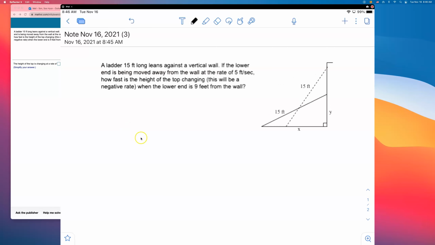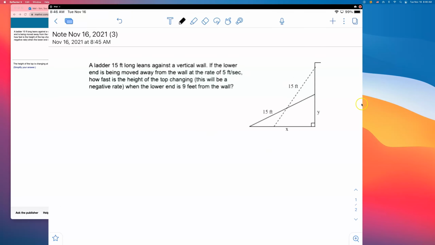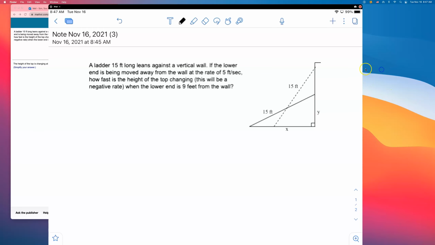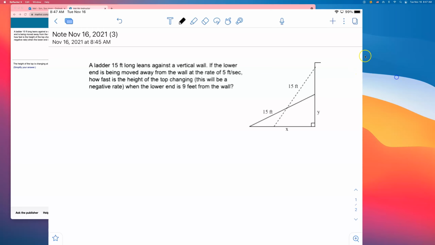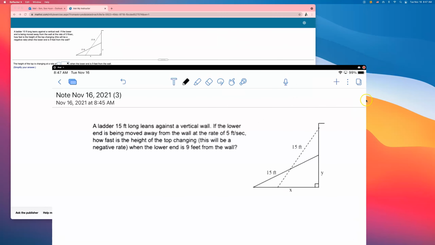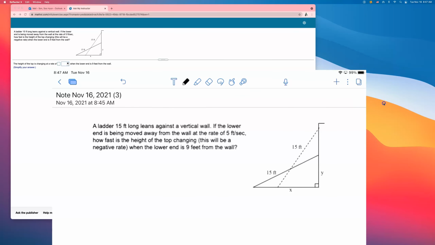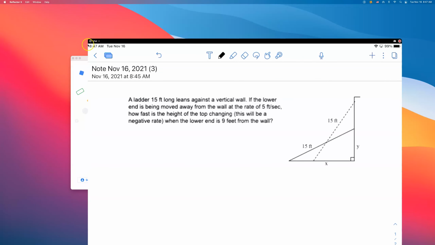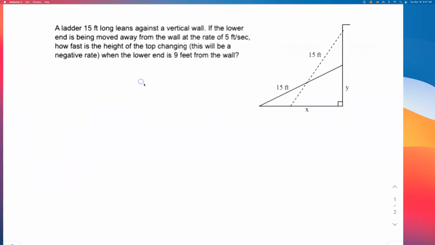A ladder is 15 feet long, leans against a vertical wall. If the lower end is being moved away, also it's sliding down, huh? It's not safe. All right, hold on. Let me make this bigger. Okay, so x over here, I'm gonna highlight this info.